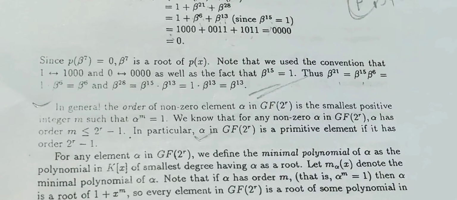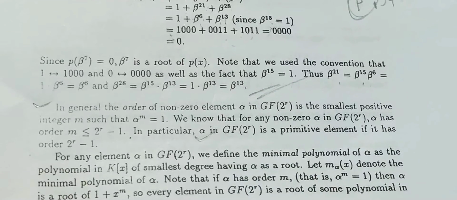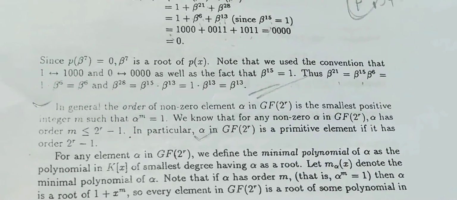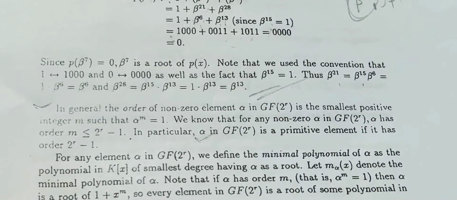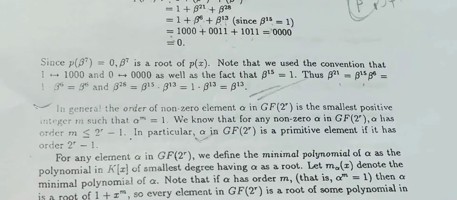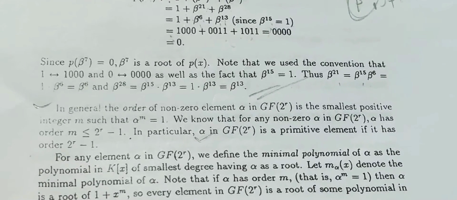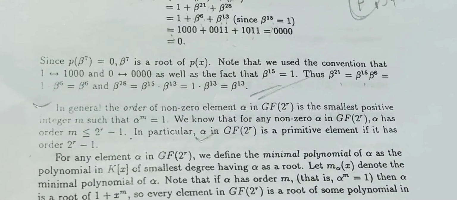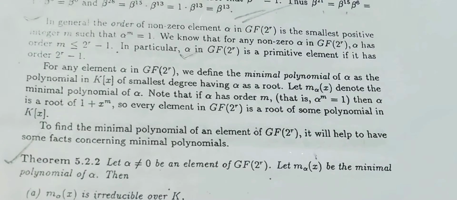If alpha is a primitive element, then the primitive element's order must be 2 raised to r minus 1, because here we consider m less than or equal to 2 raised to r minus 1. So if alpha is primitive, then the order of alpha is 2 raised to r minus 1. So this is the case.